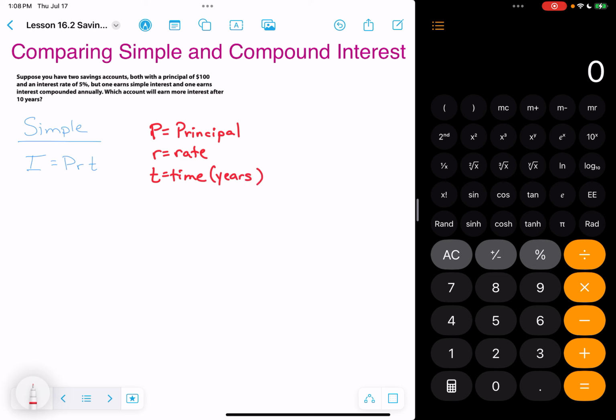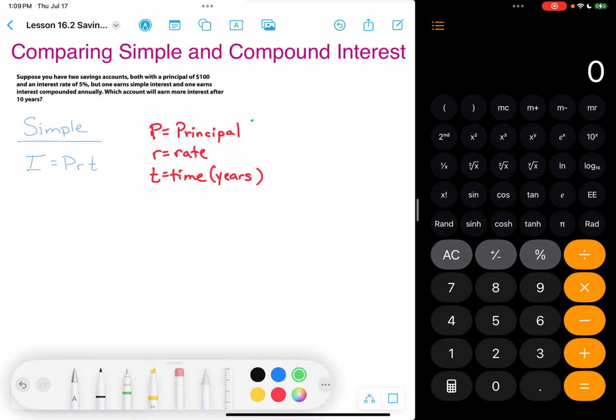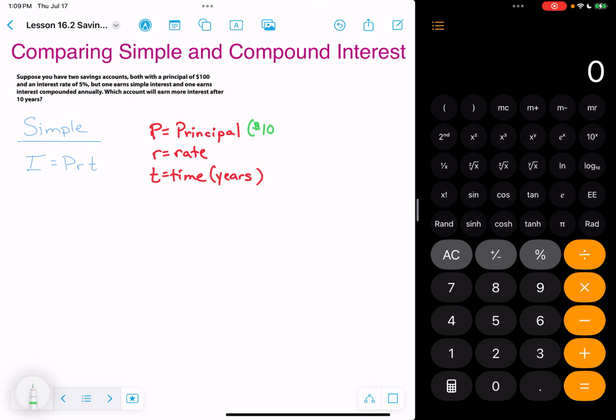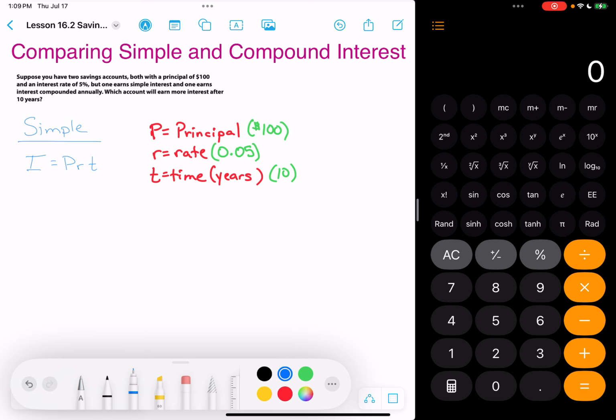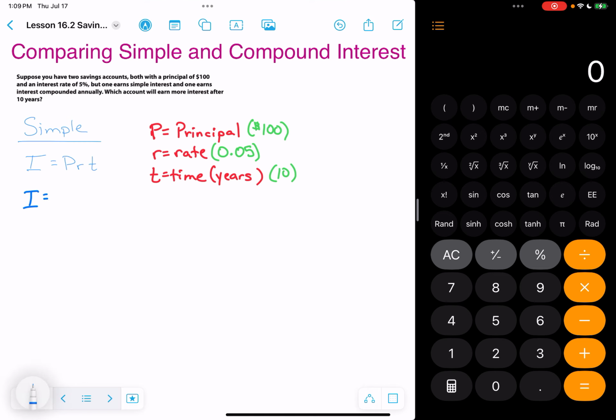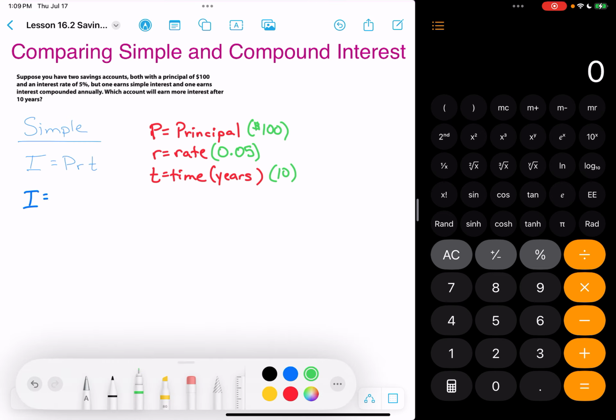Okay, so this problem says that we've got a principal of $100. The interest rate is 5%, which when we put this in the calculator, we have to put it in as a decimal. So 5% as a decimal is 0.05. The way we find that is by doing 5 divided by 100. And the time in years is going to be 10. And so quite simply, we just do 100 times 0.05 times 10.